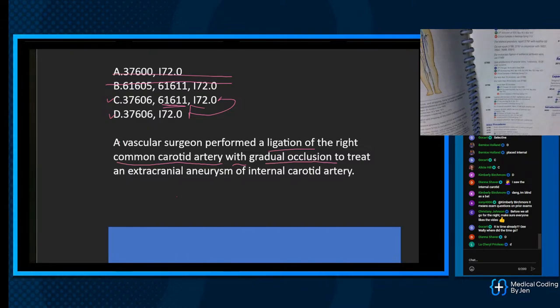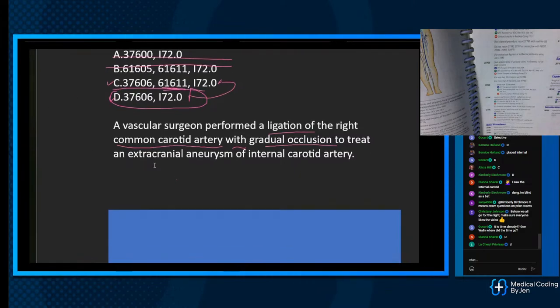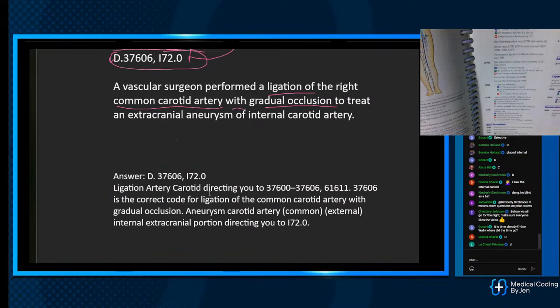Yep, time goes by fast, doesn't it, go-kart? Yep, D is R's answer, I believe, for this one. Let's see. Yep, good.